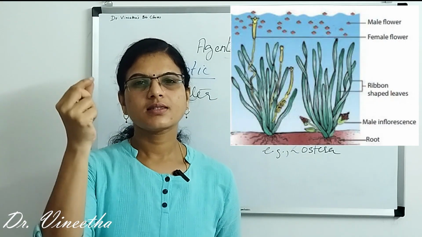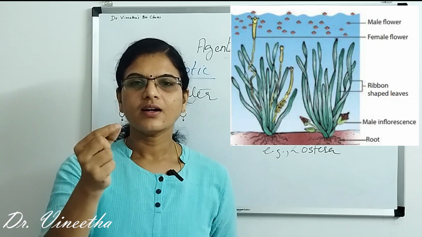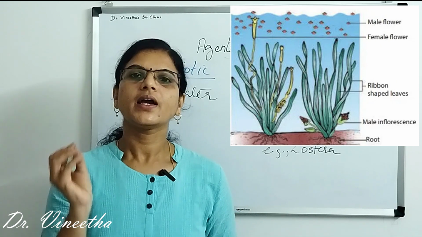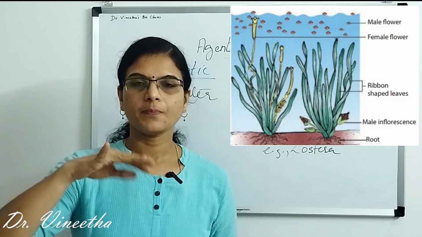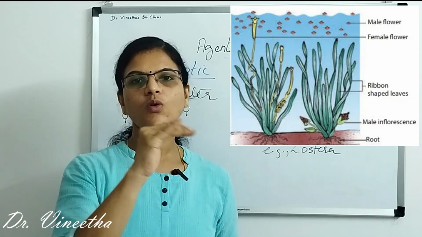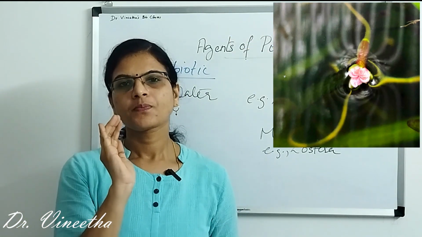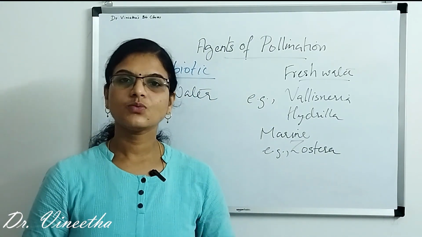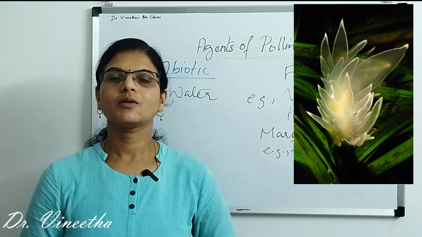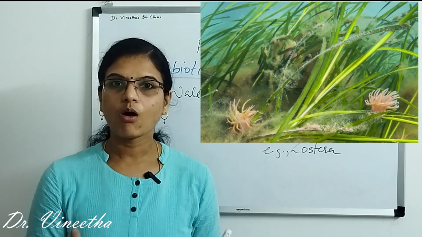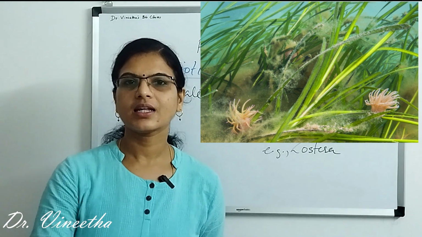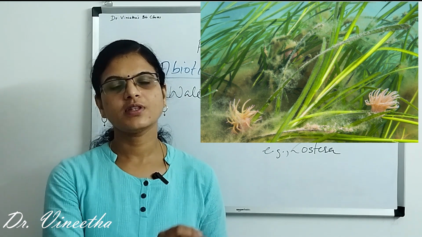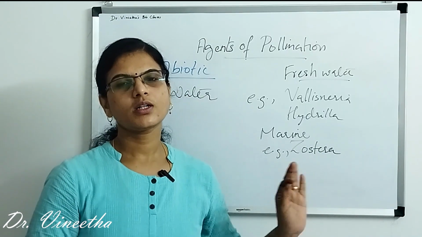In Vallisneria, the style of the flower reaches the top, and the pollen grains of the flowers are also released on the surface of water, and so from the surface they float and reach the stigma of the Vallisneria plant. In the case of Zostera, the female flowers will be under the water, and the pollen grains, which will be long and ribbon-like, will also be released into the water, and it flows to find the stigma of the plant. So this is how water pollination happens.